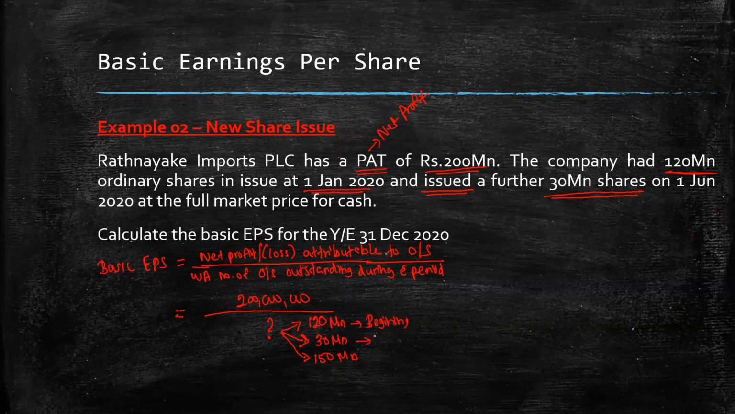This is the share issue. This number of shares has been issued during the mid of the year, and this is at the end. At the end of the year, there are this much of shares. So what is the figure we need to consider here? As the denominator, what is the figure we should consider? Is it 120? Is it 30? Or is it 150 or something else?